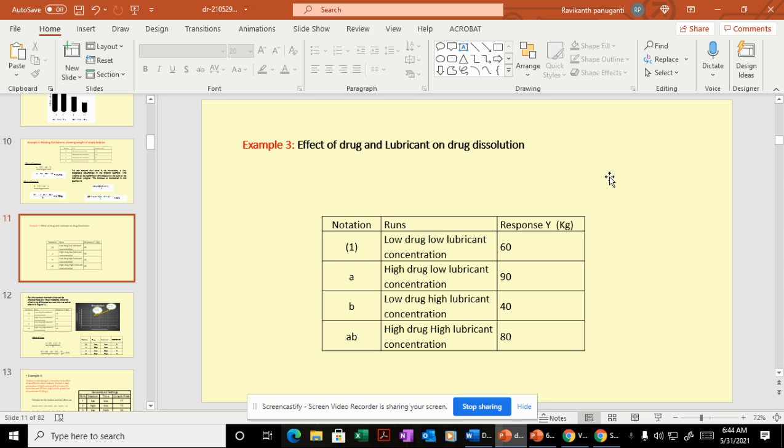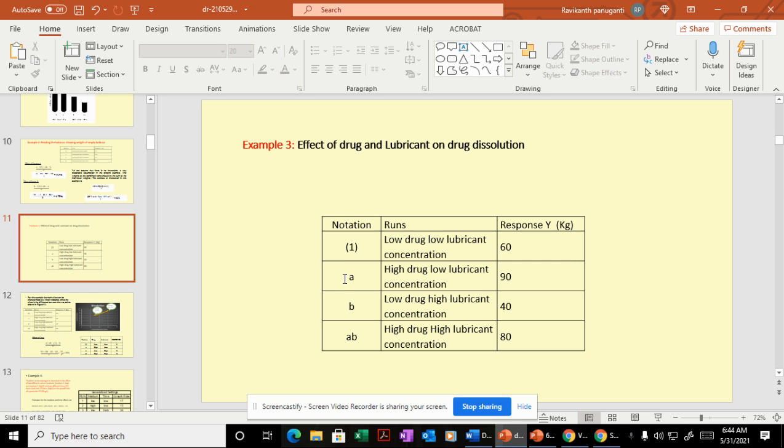Now we are going to see example 3, and here you can see the effect of the drug and lubricant concentrations on drug dissolution. In this table, I have mentioned the number of runs and how we have taken these combinations and their corresponding response. In the first run, low drug and low lubricant concentrations are taken, and the corresponding drug release is 60%.